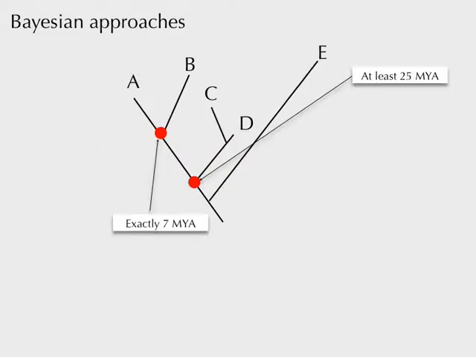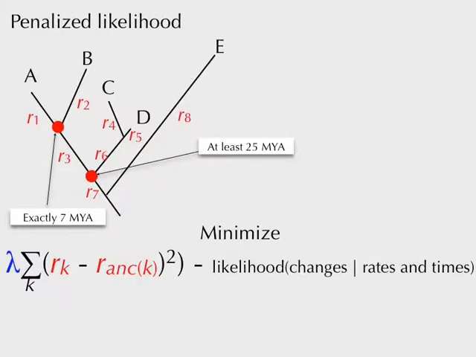Alright, so Bayesian approaches. Oh, just notation. So this is rate 3. The ancestor of 3 should be 7. So it's just whatever.